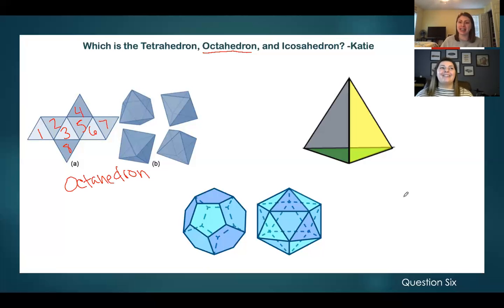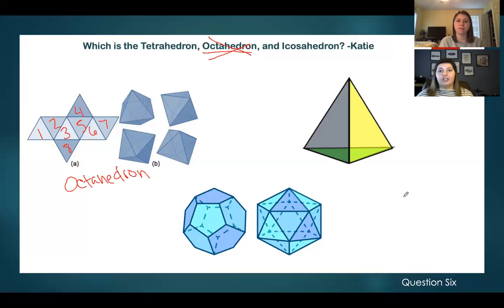The octopus, 8 legs. So then we know that we've already used the octahedron. So we're done with that one. Cross it off. So now we only have 2. So we're going to use process of elimination to decide which one is which.